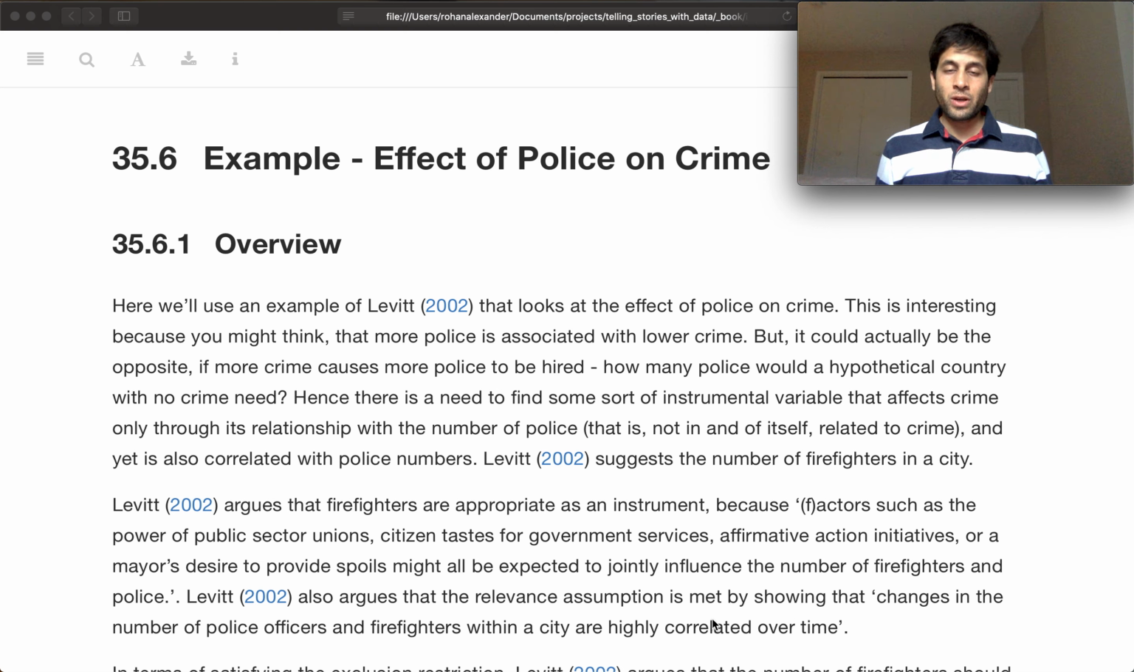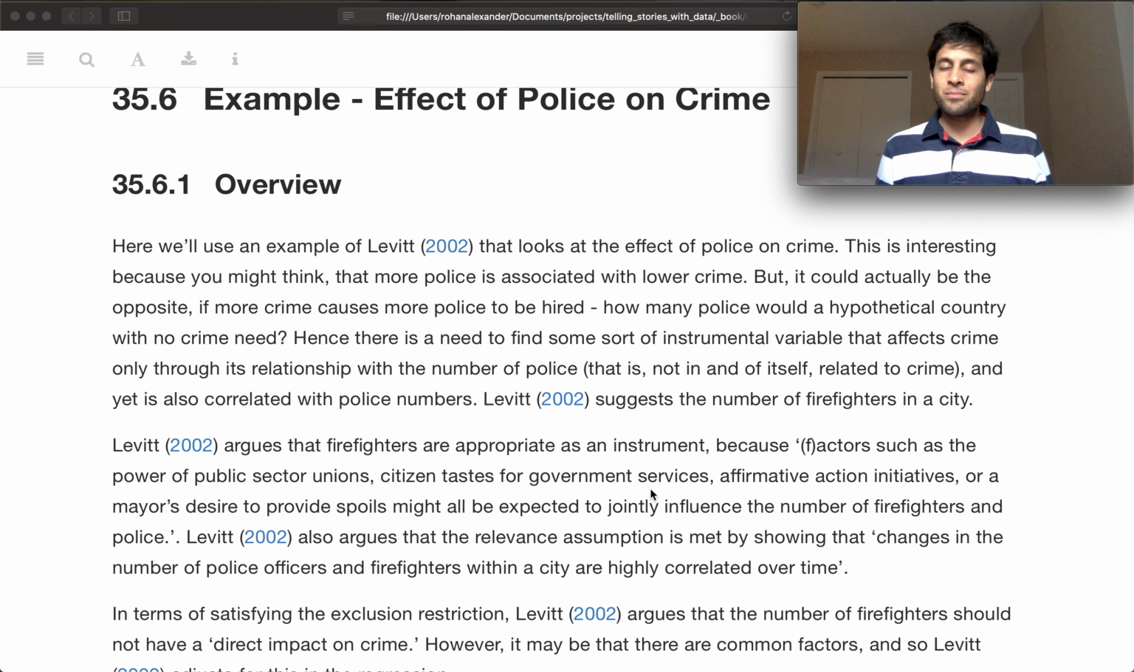So the worked example that we're going to look at is a paper by Stephen Levitt from a few years ago now. And what Levitt looks at is the effect of police on crime. Now, it may seem obvious to you that there should be an effect of police on crime, but it's perhaps not obvious on second thought.